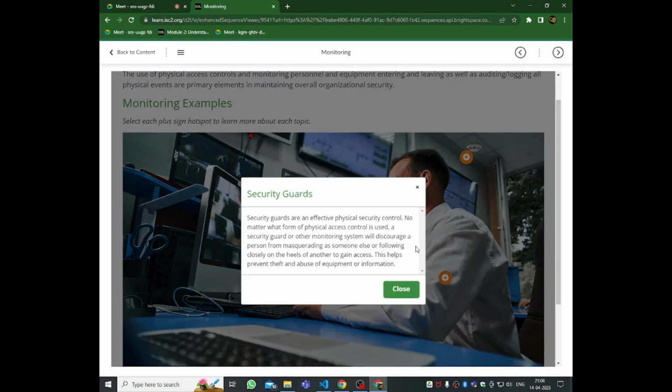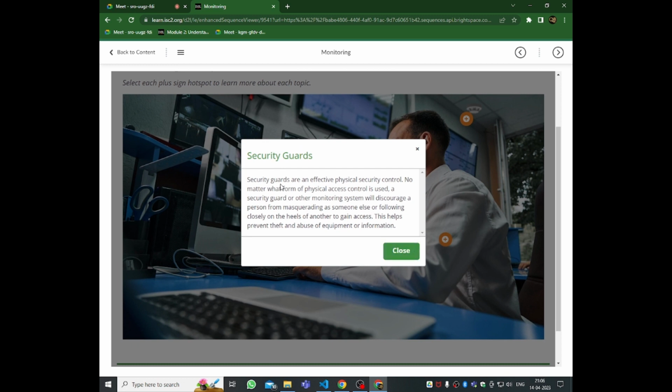And the next one is security guards. Security guards are an effective physical security control no matter what form of physical access control is used. A security guard or other monitoring system will discourage a person from masquerading as someone else or following closely or piggybacking on another to gain access. This helps prevent theft and abuse of equipment or information.